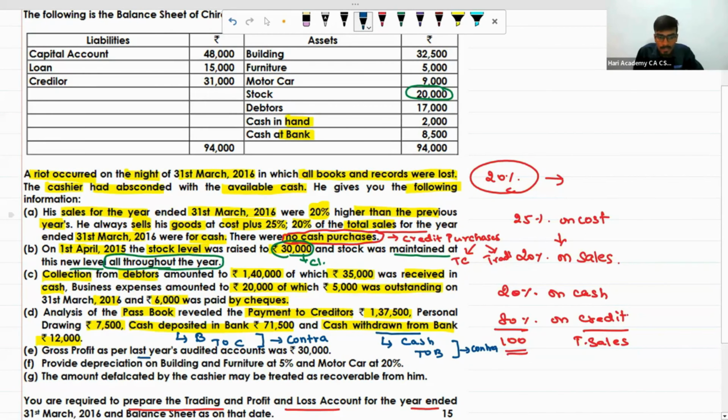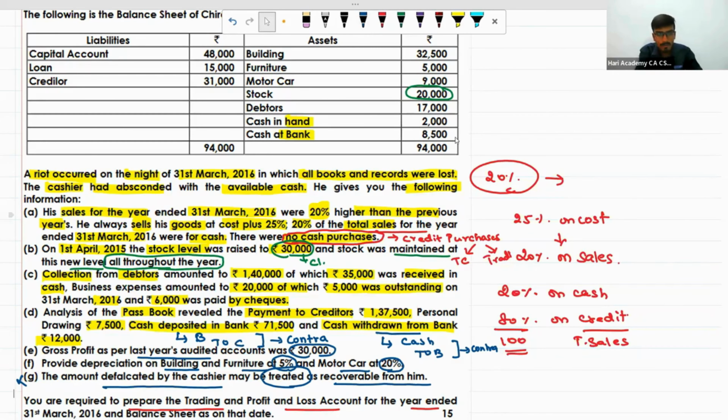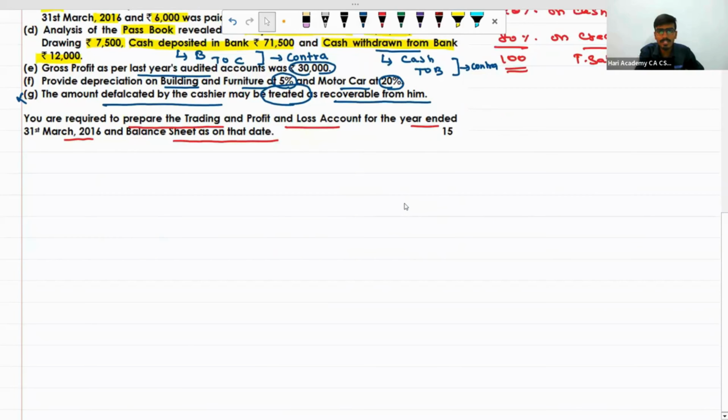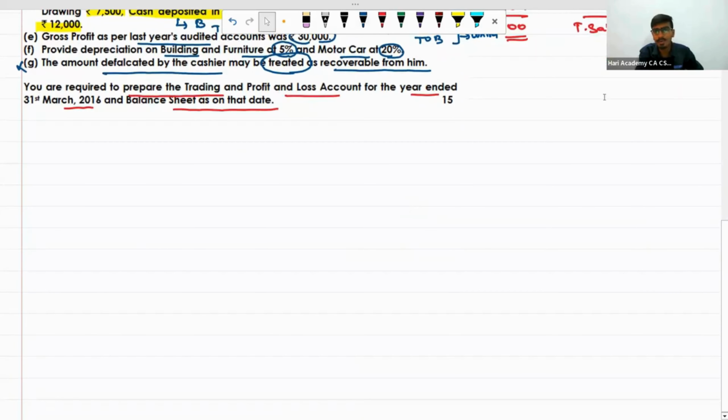And the gross profit of the last year audited was what? 30,000. Provided depreciation on building and furniture: depreciation at 5%, building at 5%, motor car at 20%. The amount defalcated by the cashier may be treated as positive, that is recoverable from him. Suppose this assumption is not given, you should also assume the same by writing it in the notes in points. And one more thing, here you just need to put a simple line, that is more than sufficient.